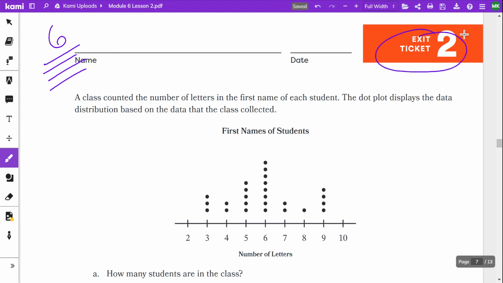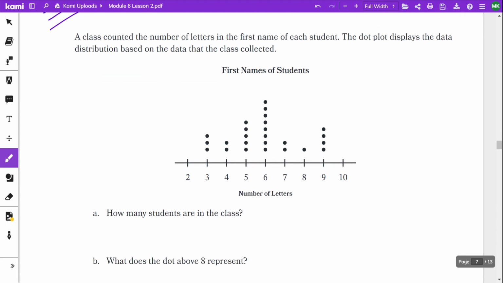So, Lesson 2. This lesson is all about taking a look at dot plots and beginning to analyze the information, describing data within the distribution. Here we have a little dot plot, and basic stuff. They're going to be asking some questions. A class counted the number of letters in the first name of each student. The dot plot displays the data distribution based on the data collected by the class. Nothing too fancy.